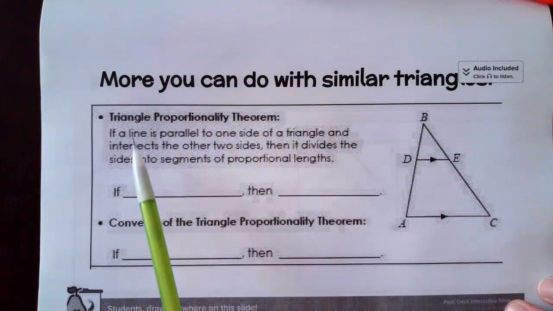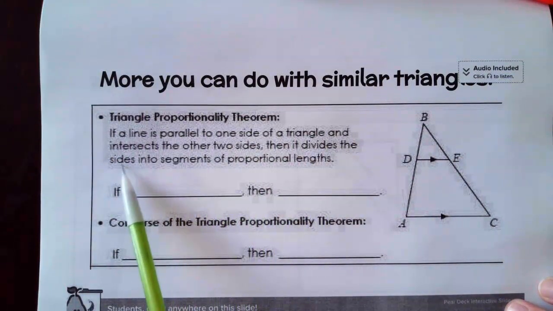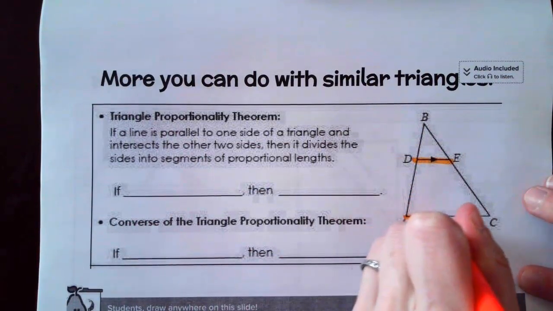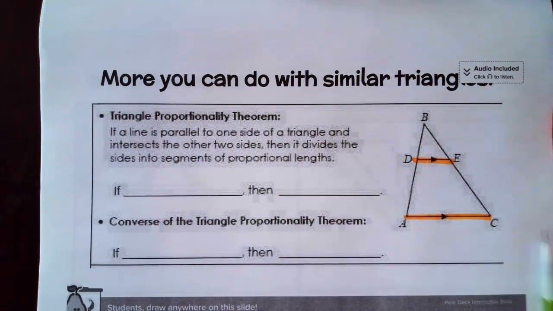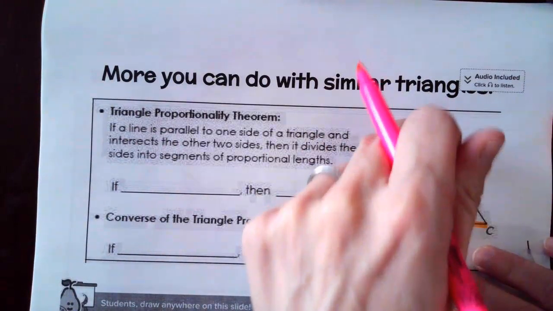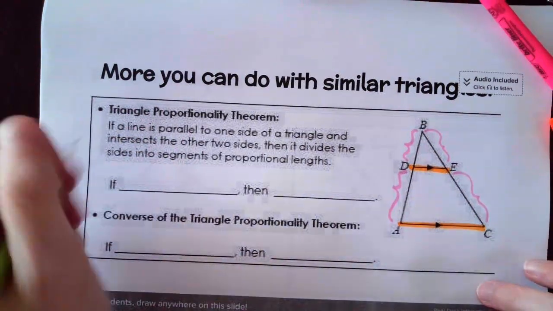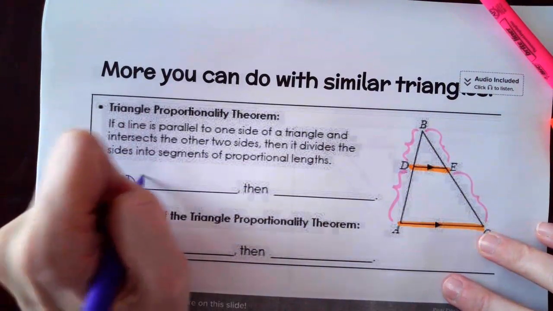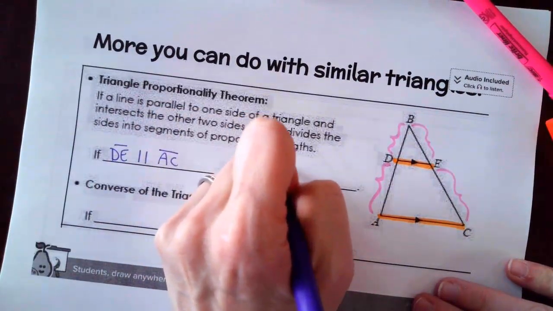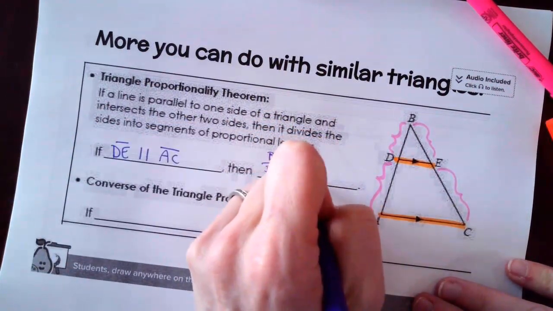Okay, so here is one of the big rules we're talking about today. For the triangle proportionality theorem, if a line is parallel to one side of a triangle and intersects the other two sides, then it divides the sides into segments of proportional lengths. So what we're talking about is DE being parallel to AC, which means that we can do a fraction, the top over the bottom equals the top over the bottom. We can set up a proportion. So we can say if DE is parallel to AC, then we can do BD over DA equals BE over EC.